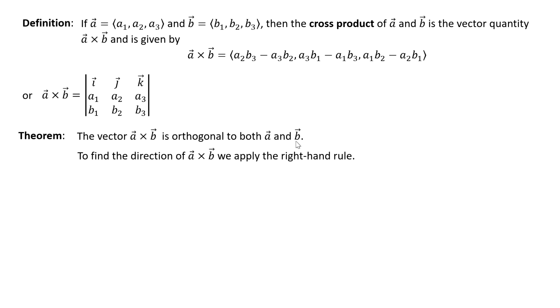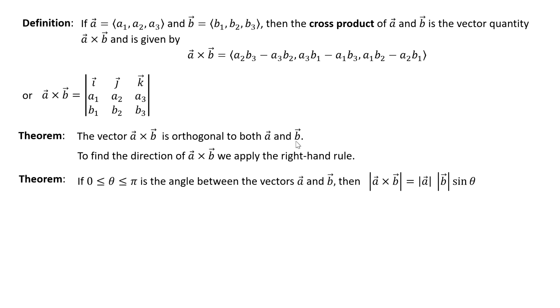What else? To find the direction of A cross B, we apply the right-hand rule. I believe I talked about how to do the right-hand rule, and in fact, I'm going to solve a problem, and that's when I will actually discuss specifically how to figure this out. It would be a repetition, but I don't mind repeating that aspect of it, just in case there's someone who doesn't seem to understand that clearly.